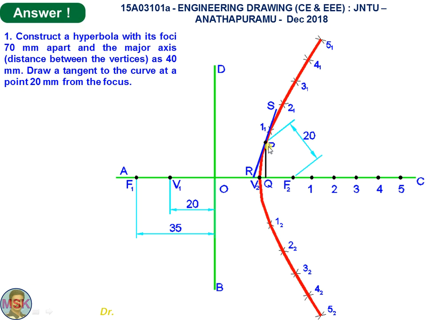To draw the tangent through the point P, the first step is, from P draw a vertical line that cuts the line AC at Q. Now take the distance of Q from V2 as radius, with V2 as center, and get the point R on the same line AC. Now draw a line joining R and P and extend it, and you will get the line RS. That line RS is nothing but the tangent to the curve through the point P.